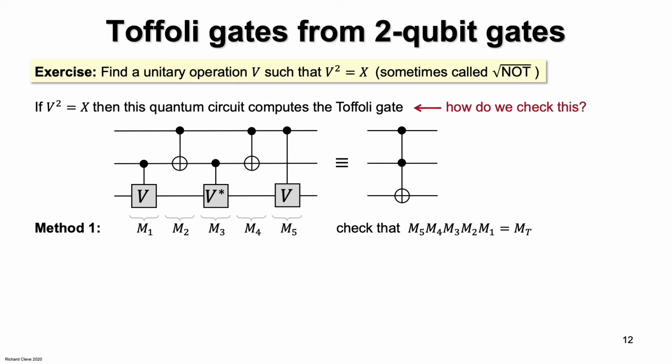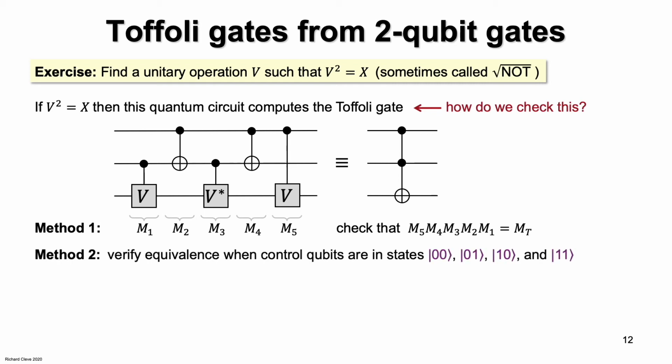A word of caution: gates go from left to right, but the corresponding matrix products go from right to left because we multiply vectors on the left by matrices. The second approach is to try to find shortcuts based on an understanding of the logic of the gates to avoid tedious calculations. In this case, note that it is sufficient to verify that the gates are equivalent when the first 2 qubits are in computational basis states ket 00, ket 01, ket 10, and ket 11.